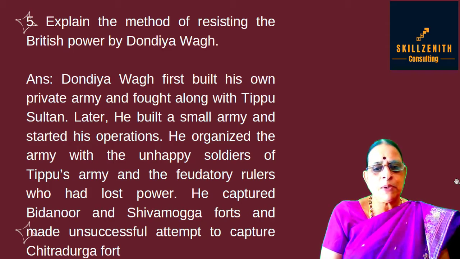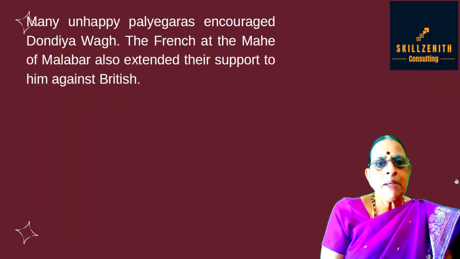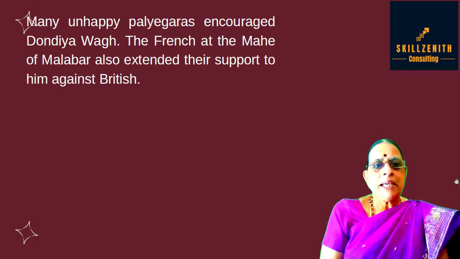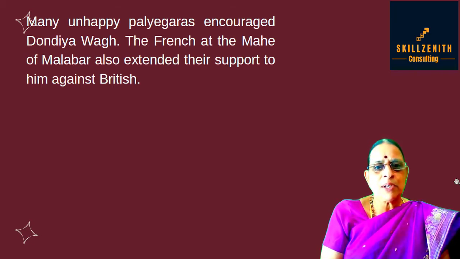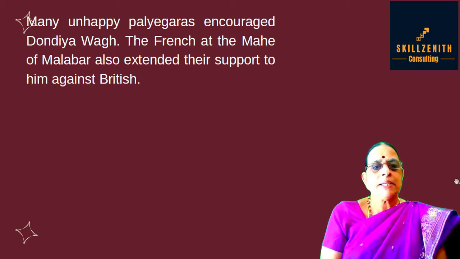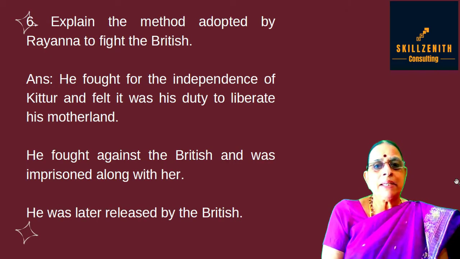He captured Bidanur and Shivamogga forts and made an unsuccessful attempt to capture Chitradurga fort. Many unhappy Palegars encouraged Dondia Wagh. The French at the Mahe of Malabar also extended their support to him against British. Explain the method adopted by Rayanna to fight the British.